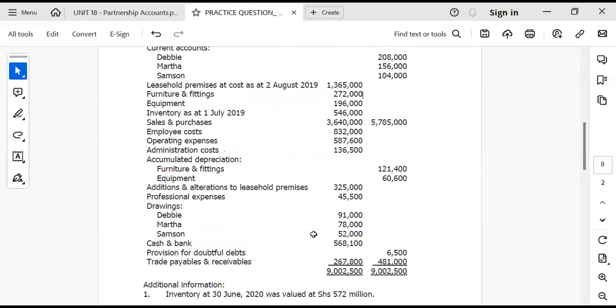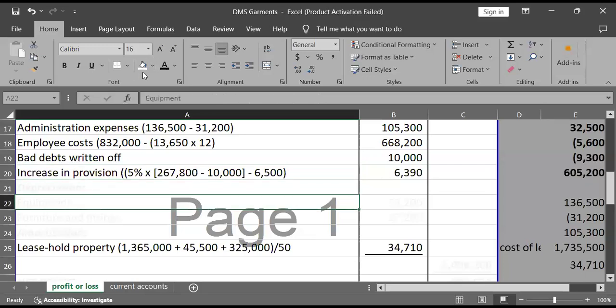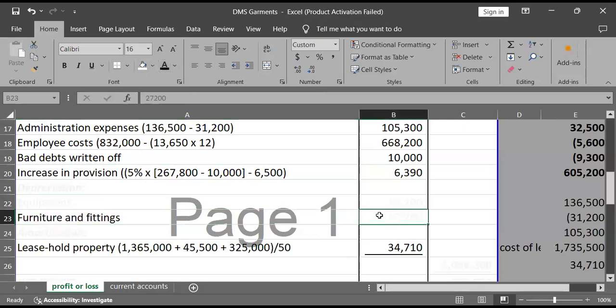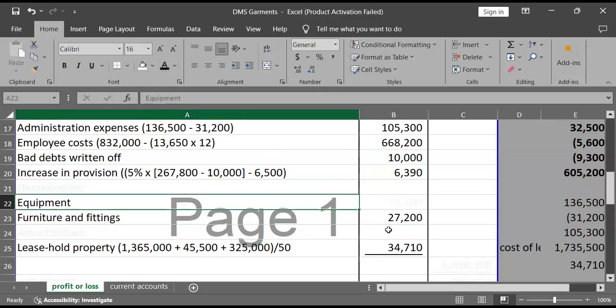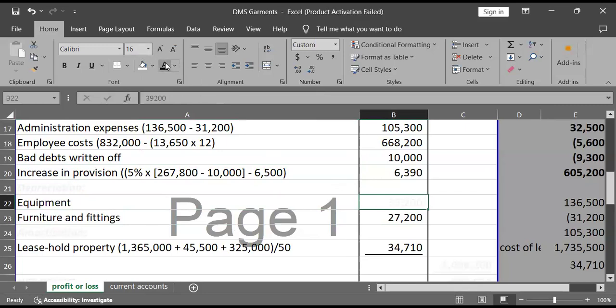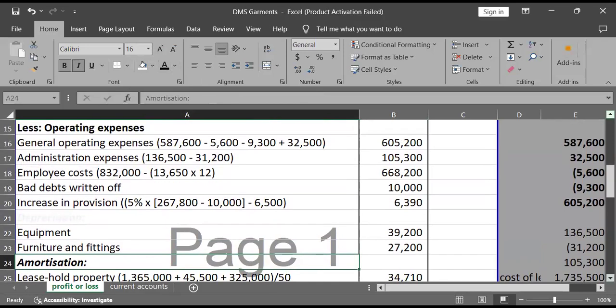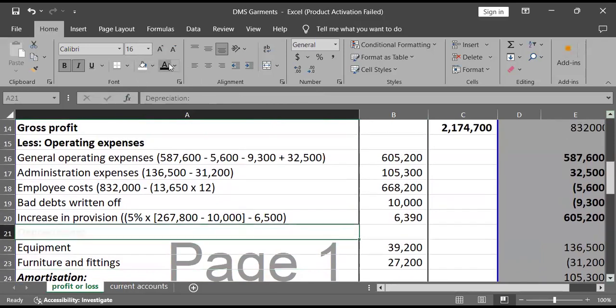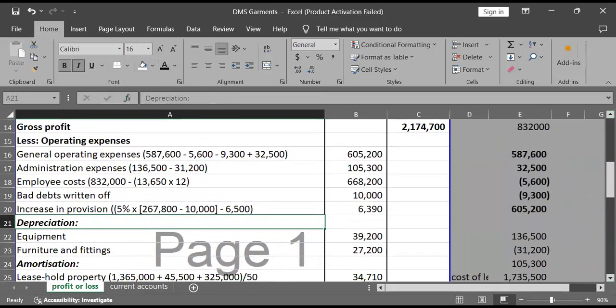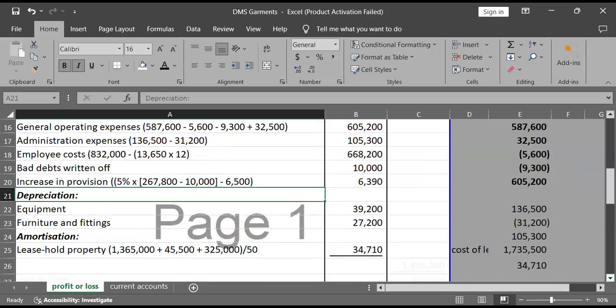So that is basically straight line, just the way you're hearing it. So I'll multiply my 10% for furniture and fittings, which will give me 27,200, and the 20% on equipment at cost will be 39,200. So that will be how I'll look at my expenses. When I add them up, how much should I have? How much should my general operating expenses be? Someone tell me how much the value is for the operating expenses.